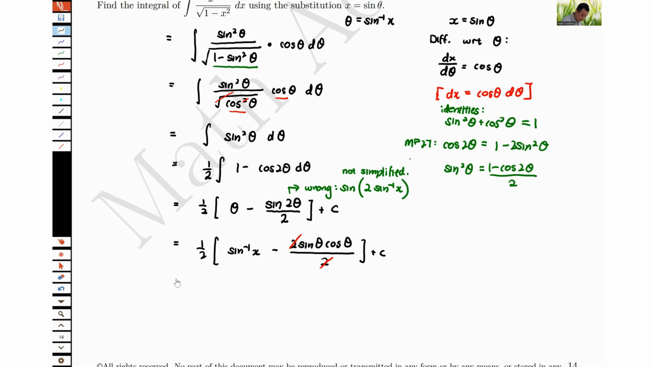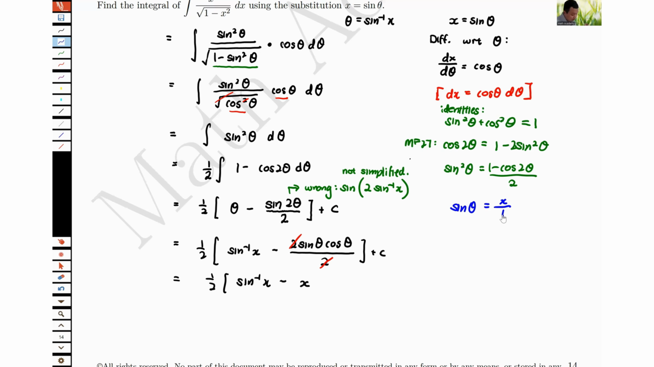Okay, so let's finish up on that last line. How can we change back into x? Sine theta is clear. Sine theta is x. So your first trigo here, we will write as x. Cosine theta, we will need a triangle to try to solve. What do I mean by a triangle? Our sine theta is x. So sine theta, can you view it as is x over 1?